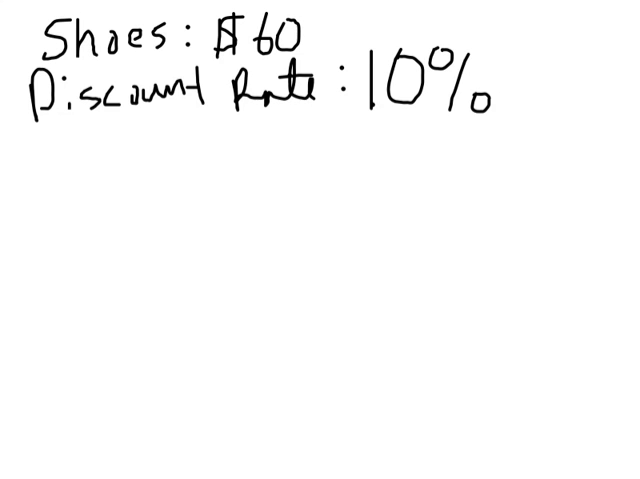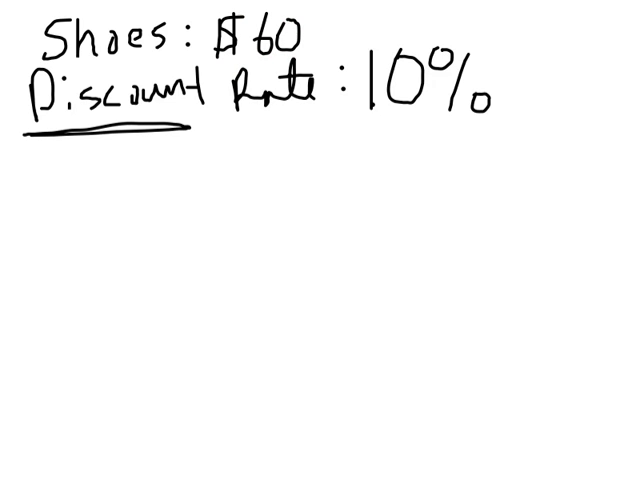Hey guys, today we're going to be working with prices and discount rates. So I know that a discount means that money is going to be taken away. So let's just look at this first one. I have a pair of shoes that cost $60. The discount rate is 10%. That means that these shoes are going to be 10% off the original price of $60.